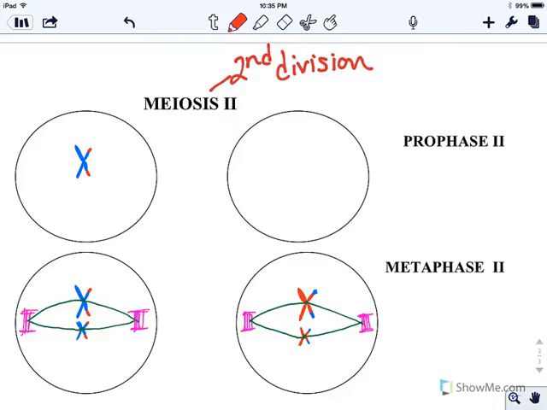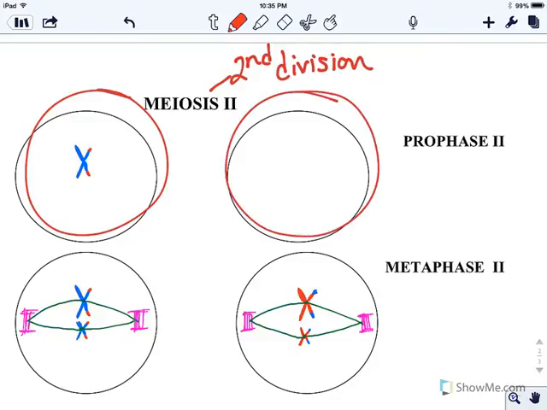So now we're going to start the second division, or meiosis 2. So I take these cells here and here, which came from the end of meiosis 1. So these cells came from Telophase 1.